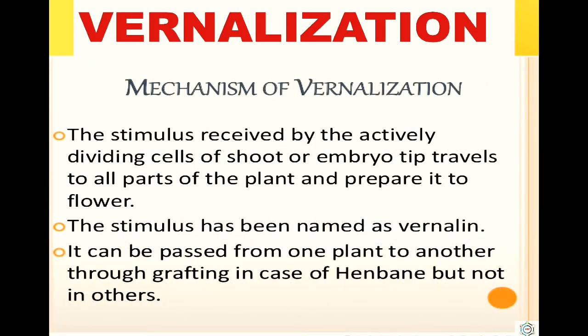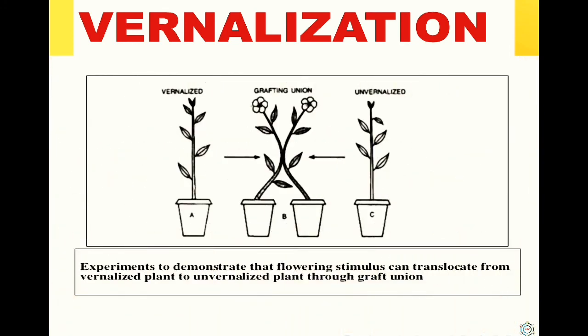And the mechanism of vernalization is that the stimulus received by the actively dividing cells of the shoot or embryo tip travels to all parts of the plant and prepares it to flower. The stimulus has been named vernaline. It can be passed from one plant to another through grafting in the case of henbane but not in others. So, in the case of the vernalization stimulus, the substance moves from the site of perception to the site of flower initiation and results in flowering.